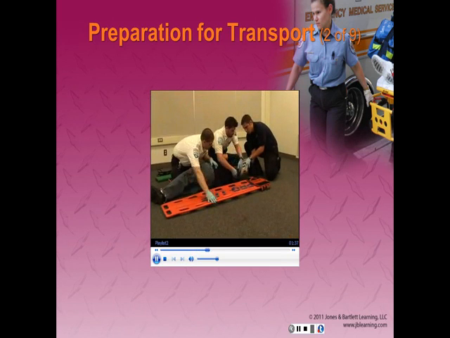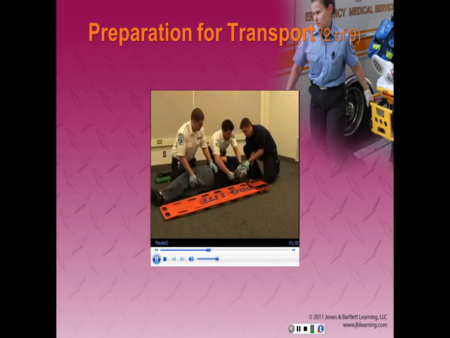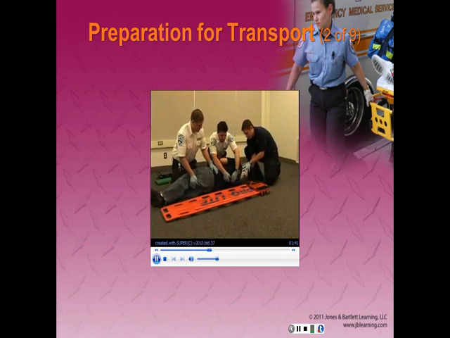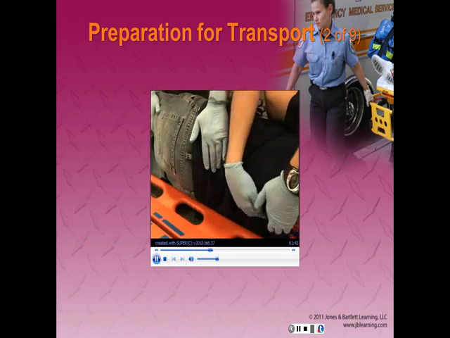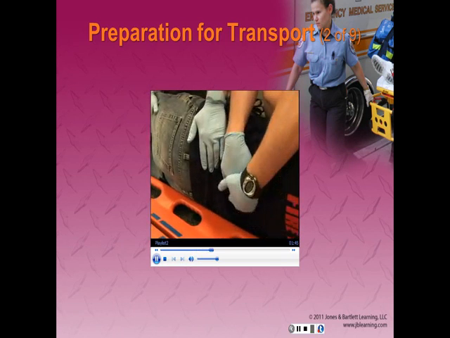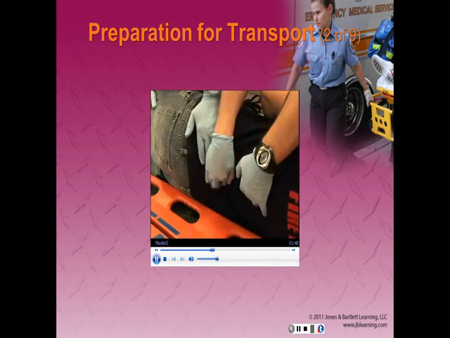You let me know if any of this hurts. Perform a quick and thorough exam of the patient's back and spine. No deformity.